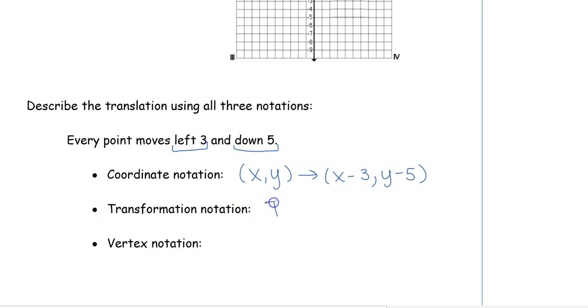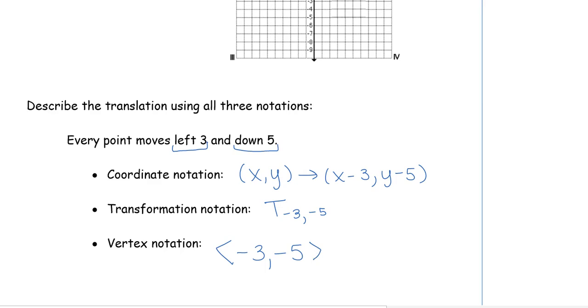Transformation notation, we've got a translation. We're going left 3 so that h is a -3. We're going down 5 so the k is a -5. Vector notation, h is a -3 because we're going left. k is -5 since we're going down 5.